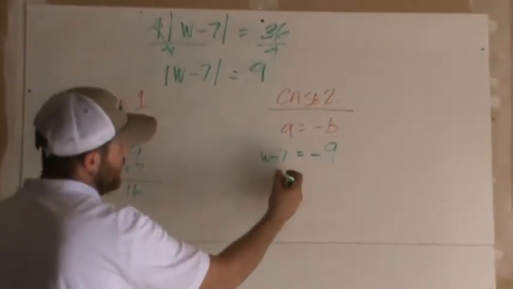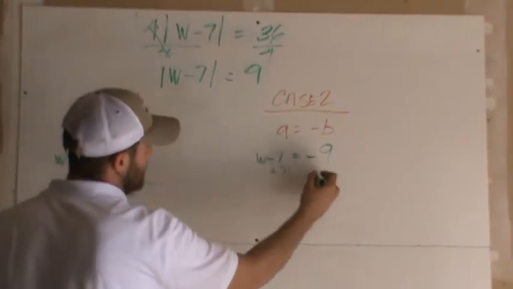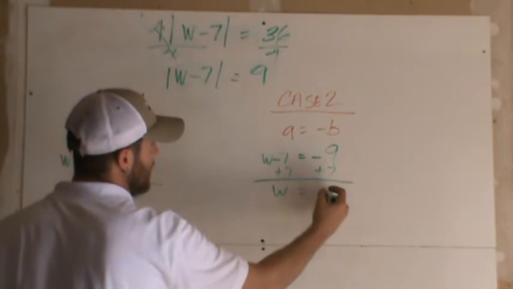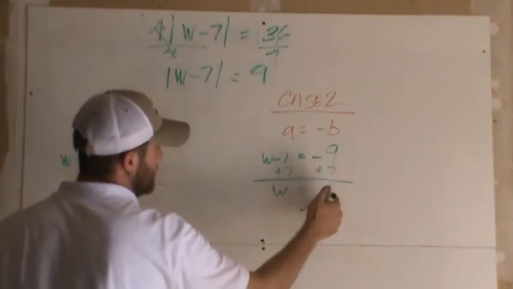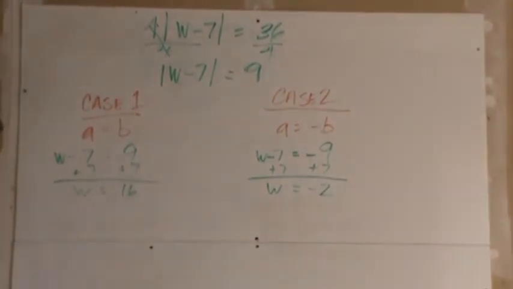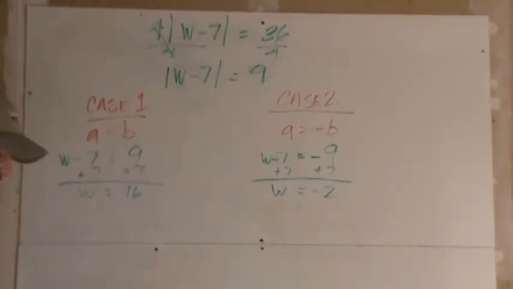Over here we have w minus 7 equals negative 9. We'll add 7 to both sides. And this should leave you with w equals negative 9 plus 7, which is negative 2. So we've got two possible solutions. We want to check those and see if both of them work.